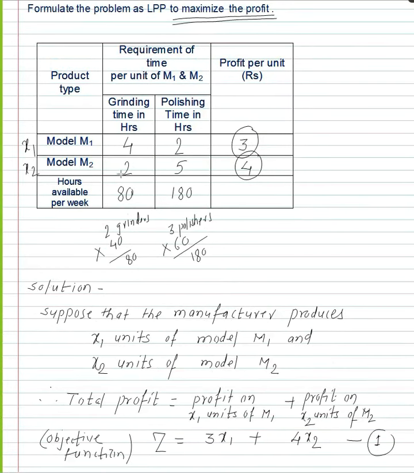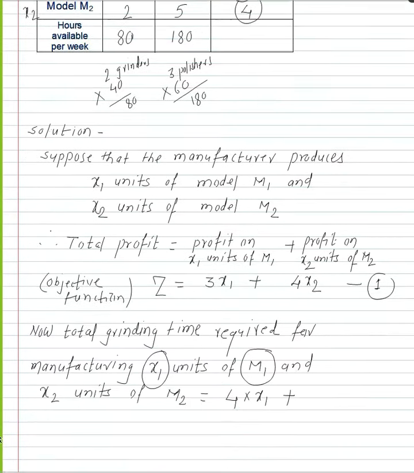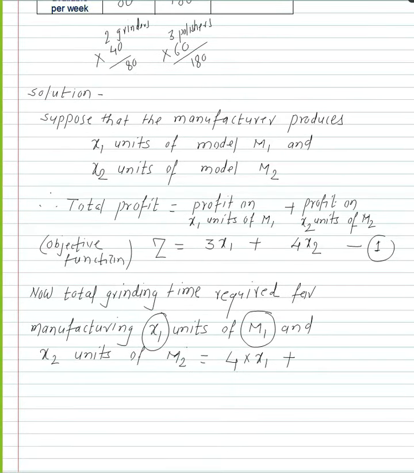Next, 1 unit of model M2 requires 2 hours of grinding time. So x2 units will require 2 into x2 hours of grinding time. So the total grinding time required will be 4 into x1 plus 2 into x2.